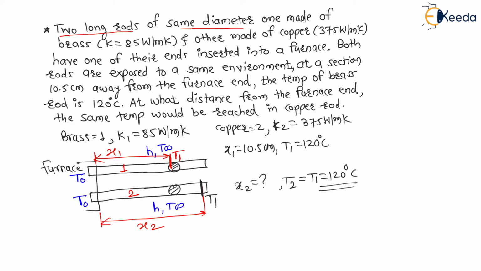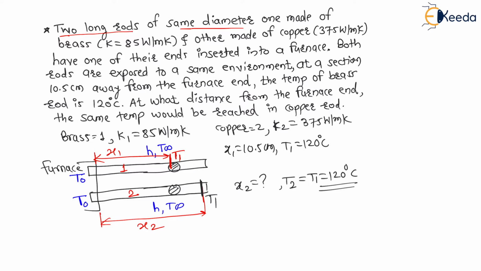It is a very simple question, my dear students. Now let us quickly summarize this question. There is one brass rod and one copper rod. Both rods are infinitely long, very long rods, and one end of both is subjected to the same environment. Therefore the base wall temperature will be the same for both copper as well as brass rod. And the surrounding environment is also the same, that is, the convective heat transfer coefficient h and T infinity, the surrounding fluid temperature, are the same for both rods.